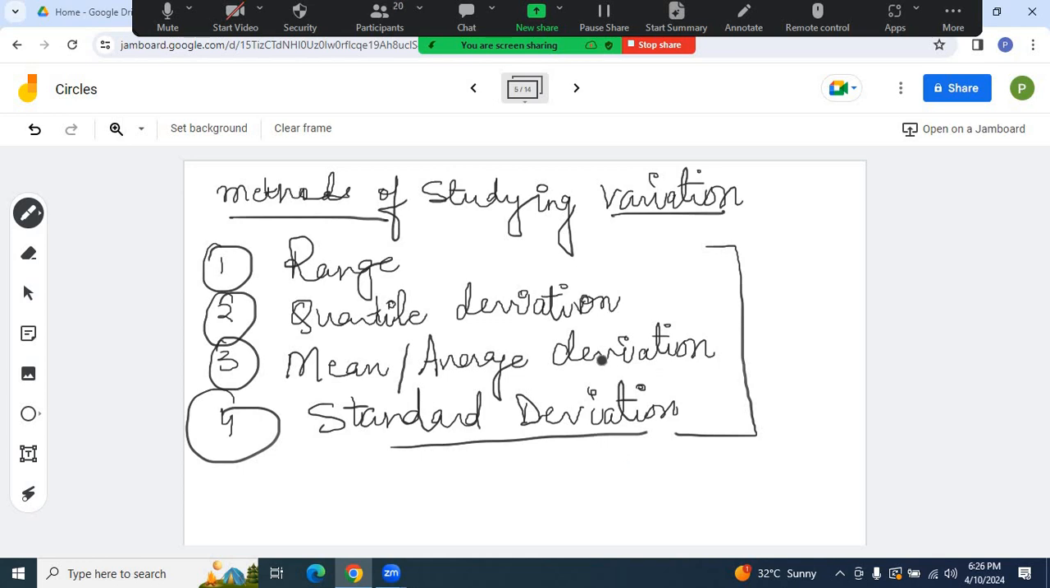Let's start. Any idea, children, from your side? Let me hear from you. Any idea about range? It's an easy one. I think you must be having an idea. What is range?